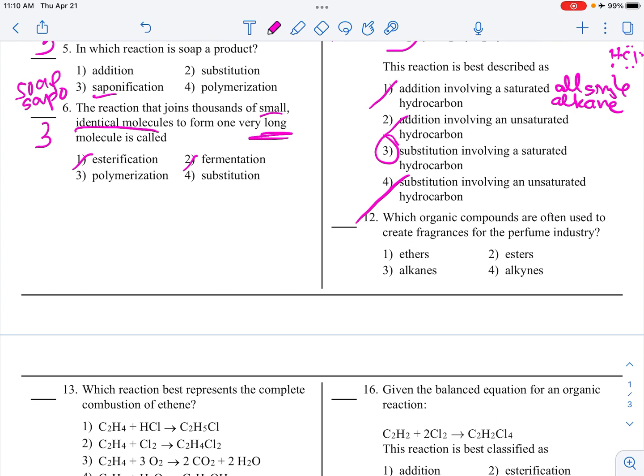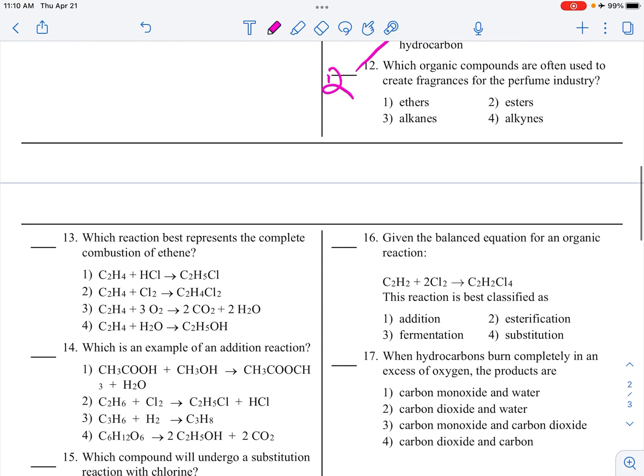Which organic compounds are often used to create fragrances for the perfume industry? So again, this is Granny Esther, old Granny Esther. All right, and that's just a definition that we should know.